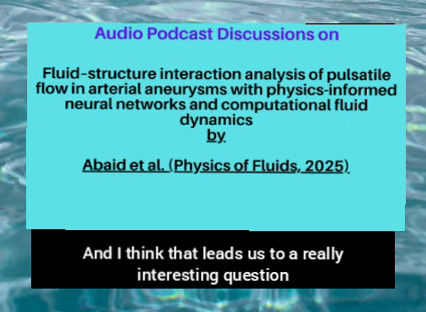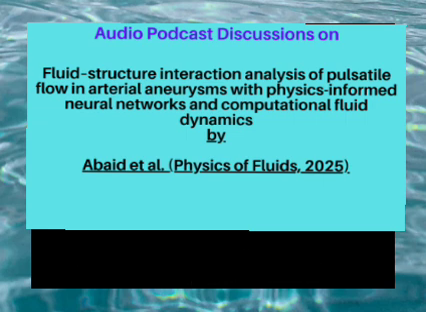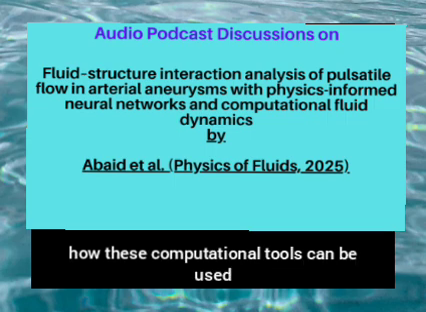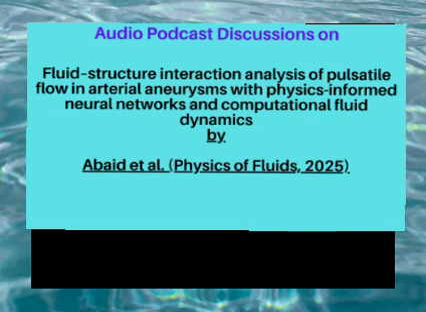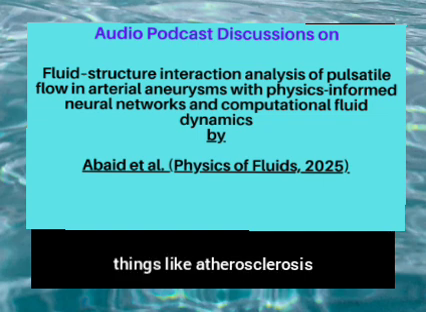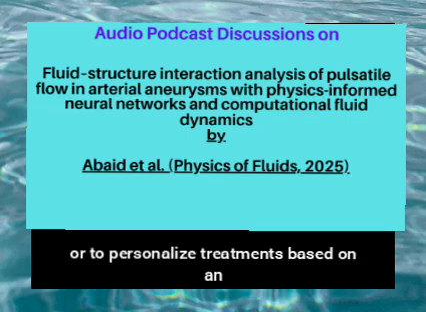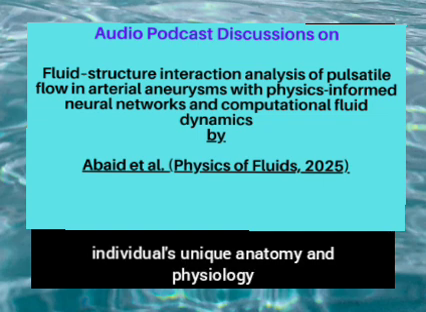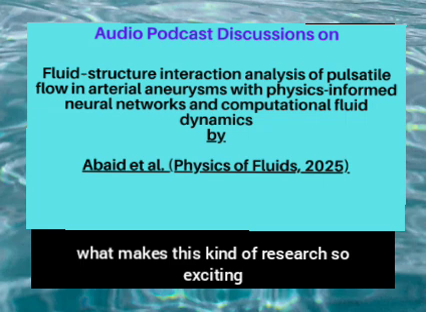And I think that leads us to a really interesting question that we didn't explicitly address in the paper, but it's something to ponder. We've seen how these computational tools could be used to analyze blood flow and aneurysms, but what other applications might there be in cardiovascular medicine or even beyond? Yeah, it's a great question. Could we use similar techniques to study things like atherosclerosis or heart valve disease or even blood flow in the brain? Or to design better medical devices or to personalize treatments based on an individual's unique anatomy and physiology? The possibilities are really endless, and I think that's what makes this kind of research so exciting.